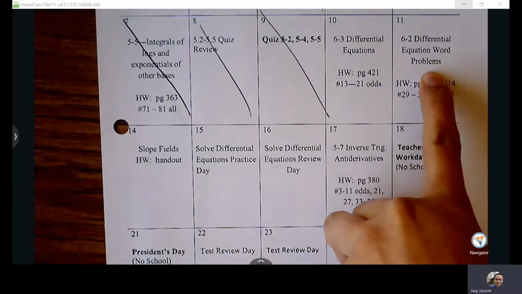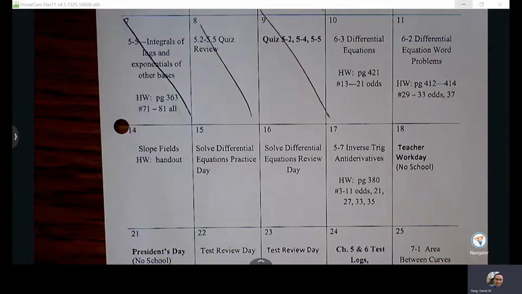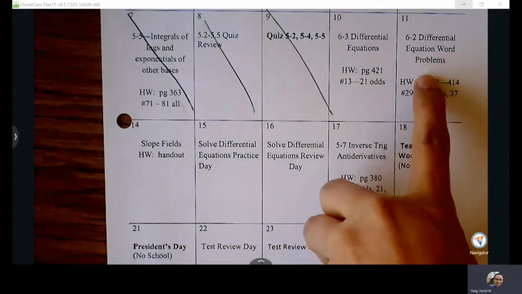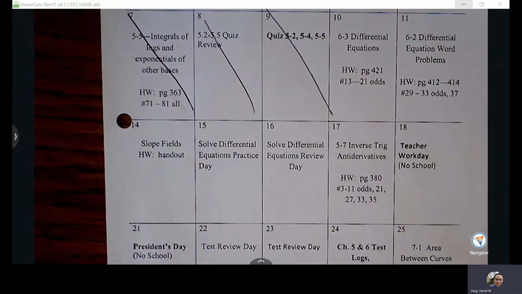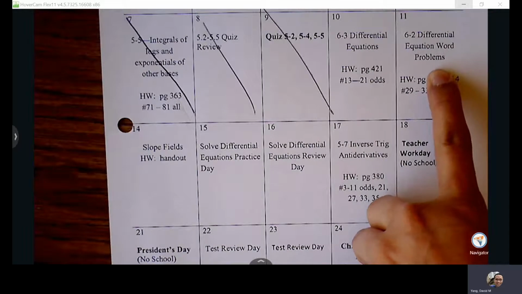Tomorrow we're doing differential equation word problems. We're really just going to find the antiderivative from the set of equations, so not a whole lot of calculus tomorrow. You just have to know how to insert into the equation. A lot of this is calculator heavy, so make sure to bring your calculator tomorrow. I'll try to send out a reminder this afternoon.